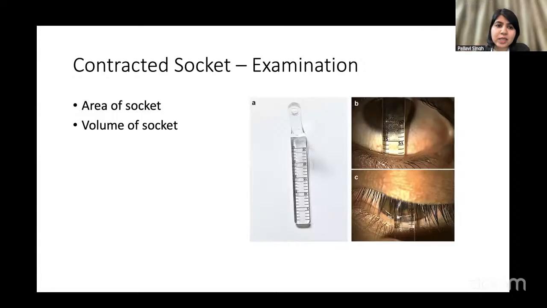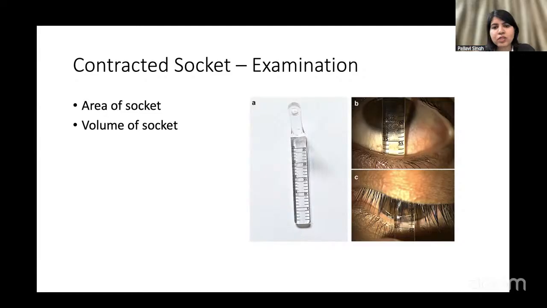Now, when it comes to examination, we want to look at the area of the socket and the volume of the socket. Now, I found this on the internet. I think this is something called a fornicometer, a little device that they've made to measure the depth of the fornix. It's very important to measure the depth of the fornix because the depth of the fornix is going to determine the size of the ocular prosthesis. The fornix is a space between the eyelid and the eyeball, which retains the ocular prosthesis, the eyeball or the implant.